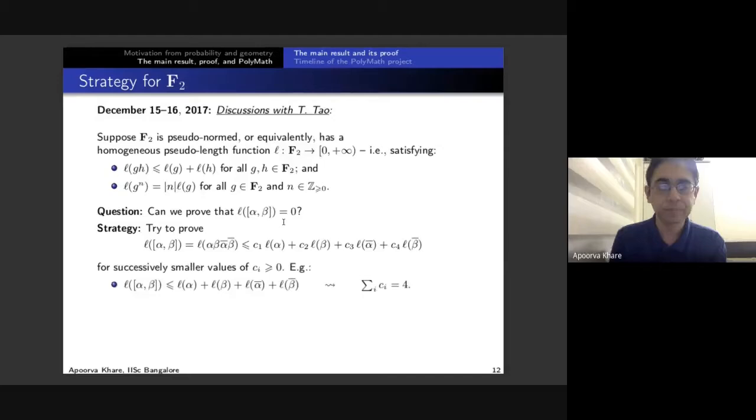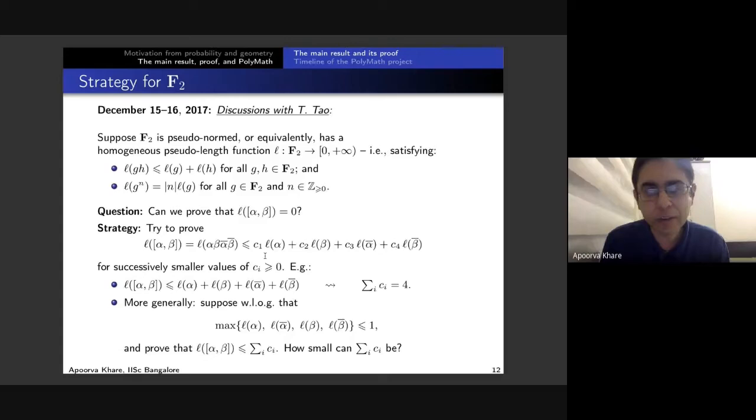So for example, let me give you some examples. The length of alpha beta, which is this, is less, by the triangle inequality or by subadditivity, than the length of alpha plus the length of beta plus alpha bar plus beta bar. That means I get 1, 1, 1, 1. So I just get 4.